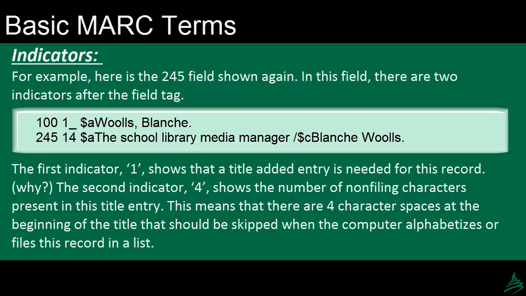And make sure that you remember that each field has its own indicators, and that the numbers in those indicators will indicate different things depending upon your different tags in each specific area. So you see in our example below, the first indicator in a 100 field means something entirely different from the first indicator in the 245. The second indicators mean two entirely different things, whereas the second indicator in a 100 field is blank, it's no longer used. But the second indicator in a 245 indicates that those are non-filing characters. So the computer is going to ignore the word the.